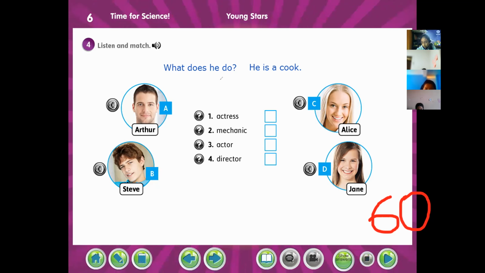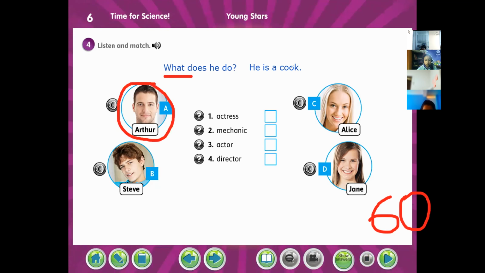Okay, 4 volunteers, please raise your hand. 4 students. Remember, when I say, what does Arthur do? And you tell me, okay?